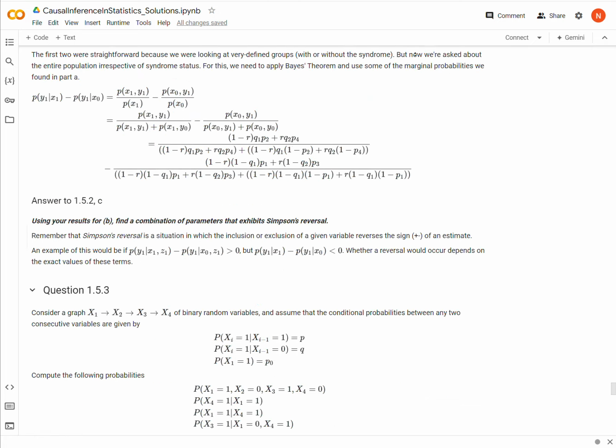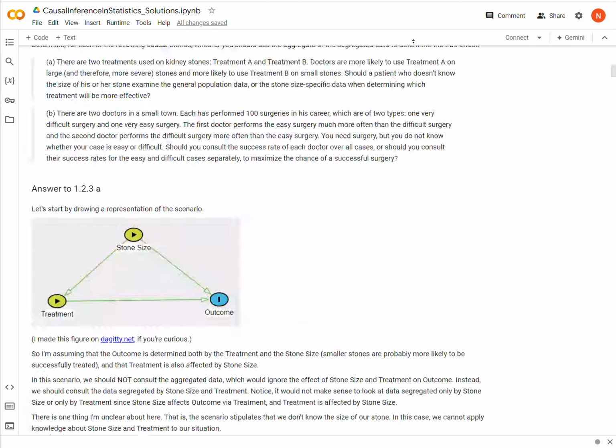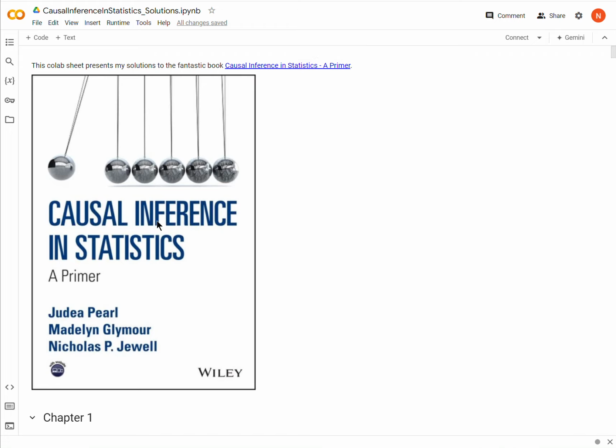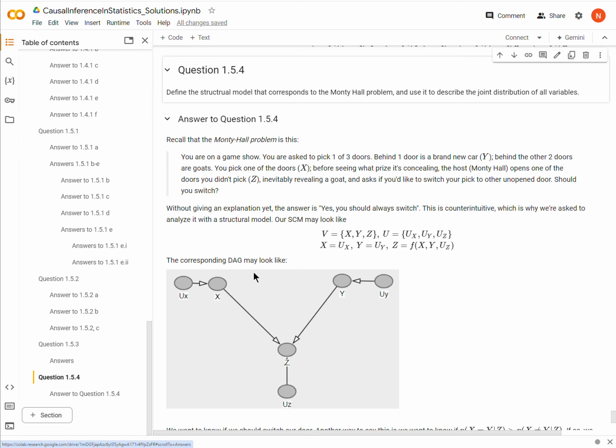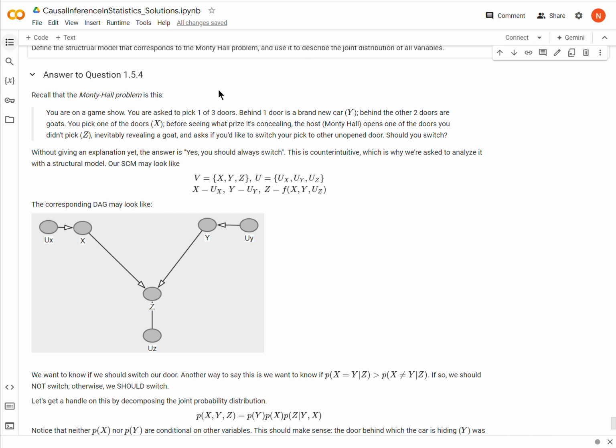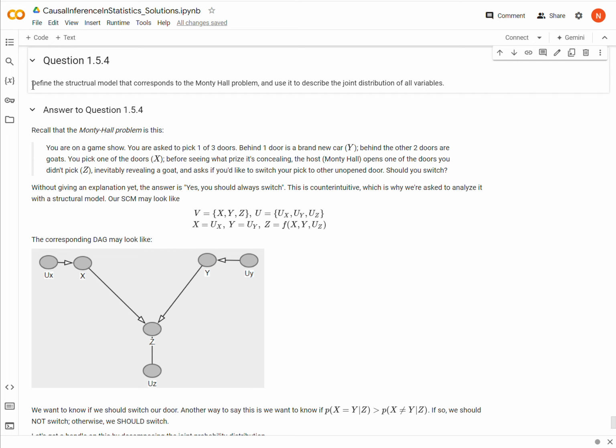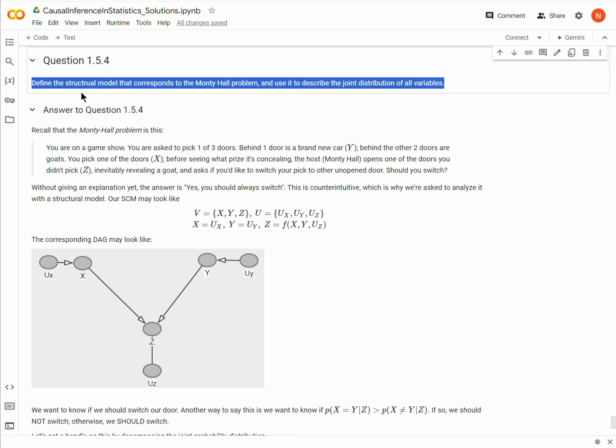So we are in Causal Inference in Statistics. Geez, all the way up here. So it's this book right here, and we are on the last question of chapter 1, question 1.5.4. So here's the question. Define the structural model that corresponds to the Monty Hall problem, and use it to describe the joint distribution of all variables. Okay.